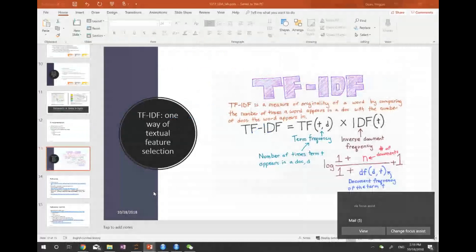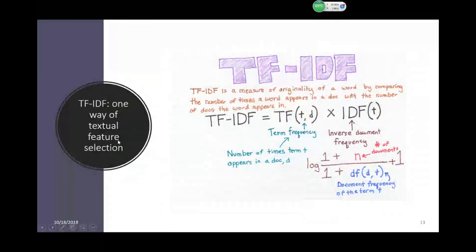TF-IDF, as I read on the left, is a way of textual feature selection. Again, we need to clarify the target. We are trying to find those important and useful words as our features, not just use any words. And in this case, how can we think about a term or a word being important?